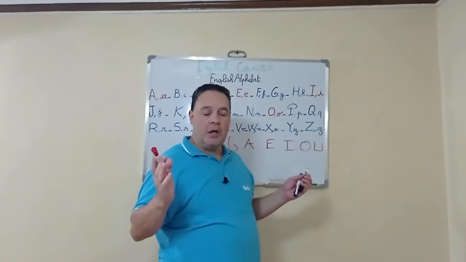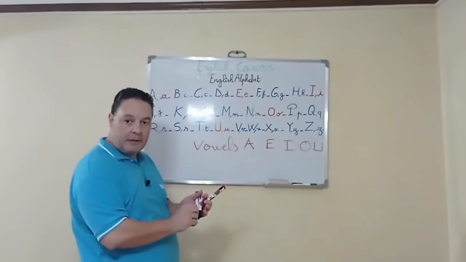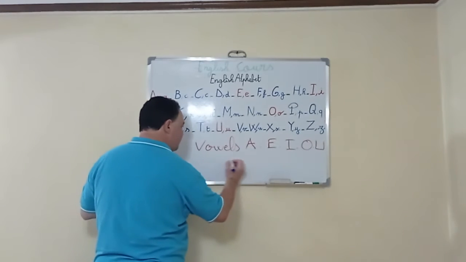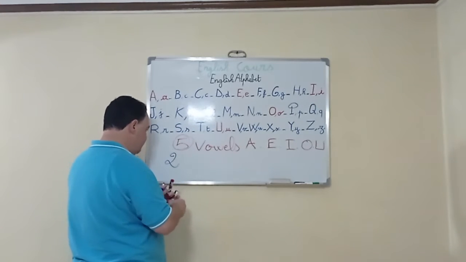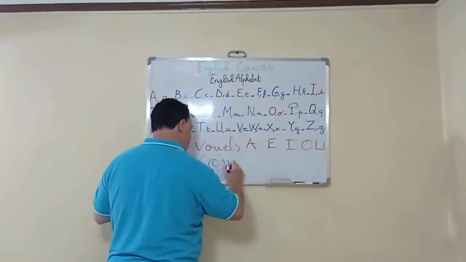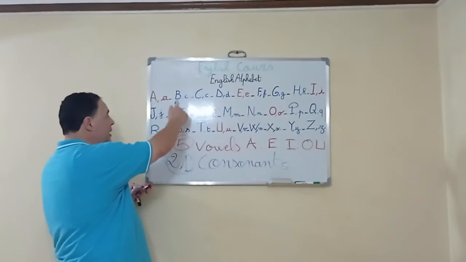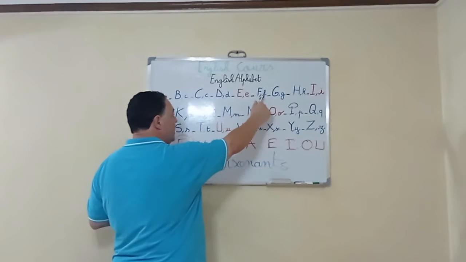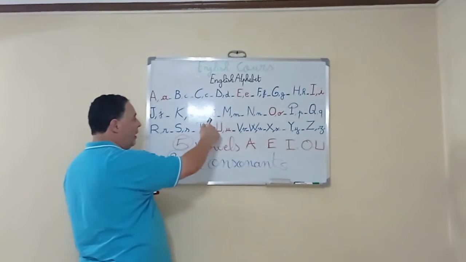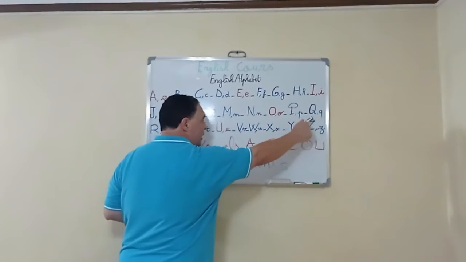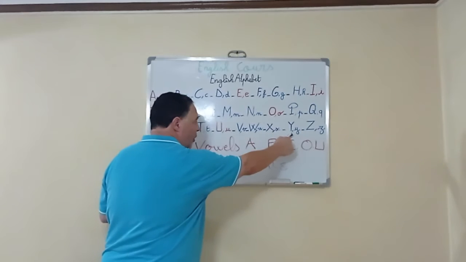So we also have 21 consonants. Five vowels and 21 consonants. Which are B, C, D, F, G, H, J, K, L, M, N, P, Q, R, S, T, V, W, X, Y, and Z.